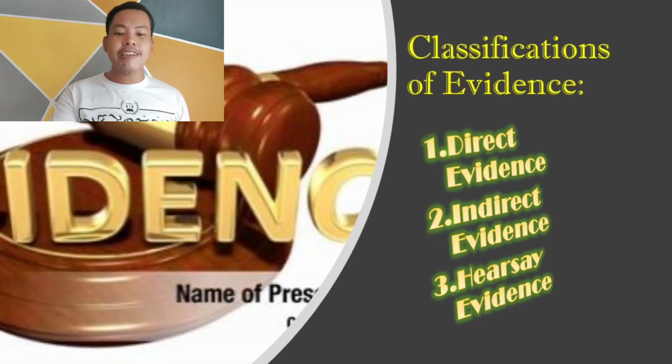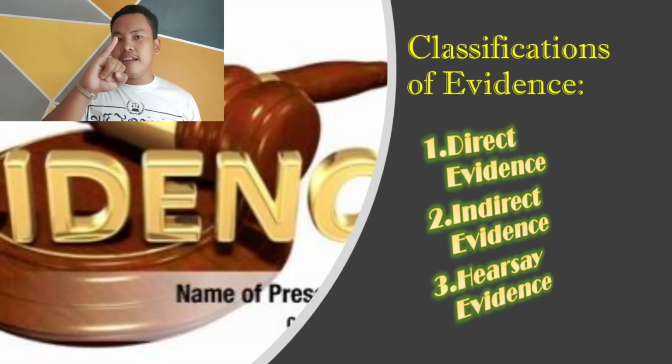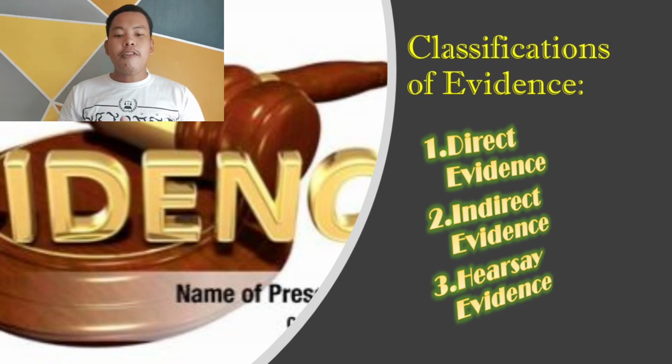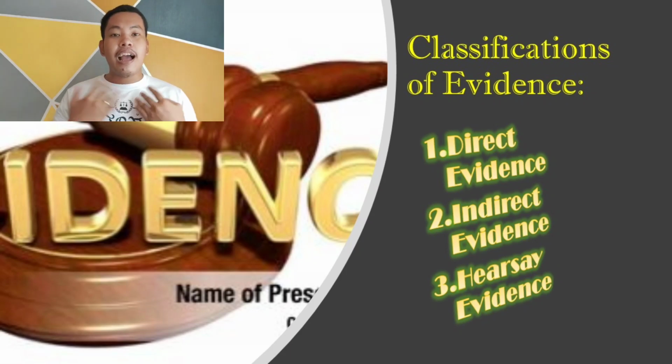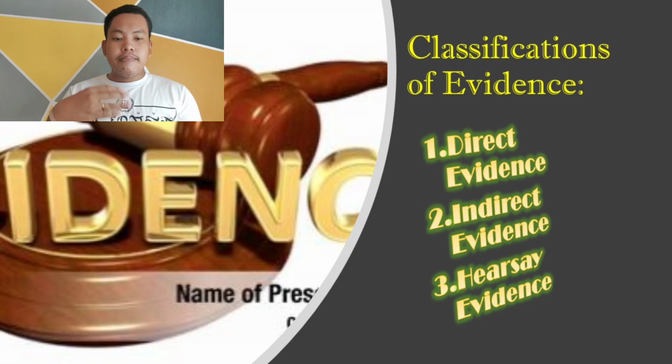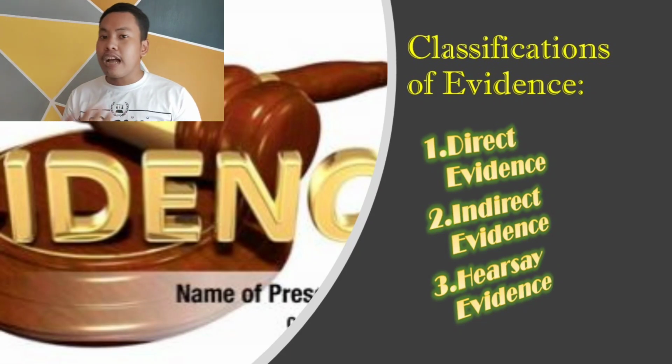There are three classifications of evidence. These are direct evidence, indirect evidence, and hearsay evidence. First is the direct evidence. This is a kind of evidence according to the five senses of the witness. The witness testifies based on what he saw, heard, smelled, touched, or tasted. That is the direct evidence.